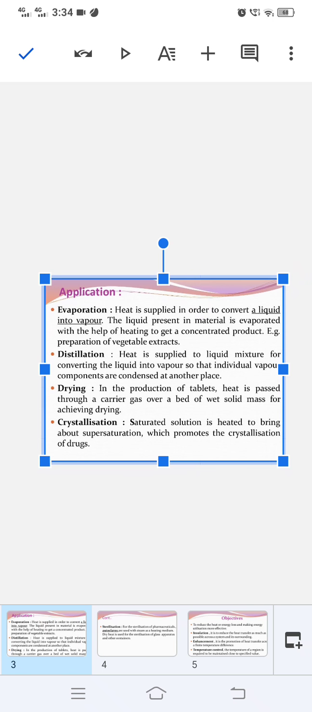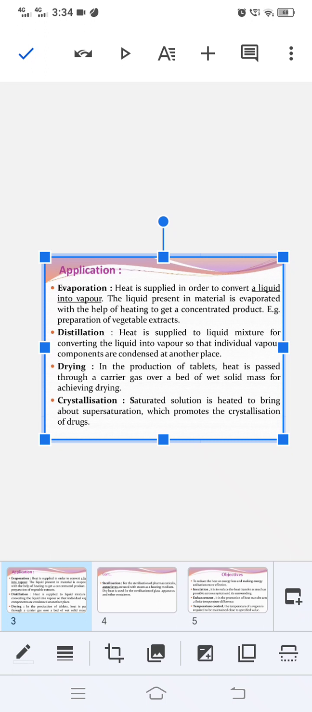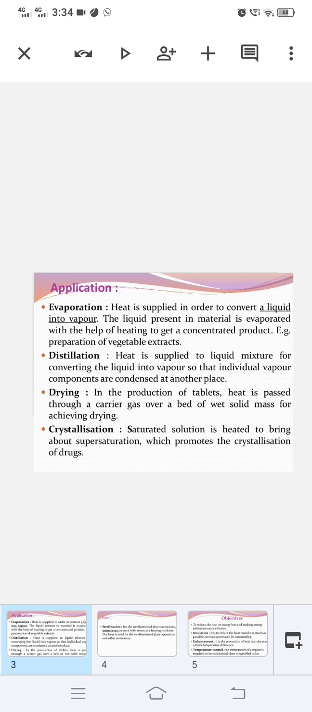First and the most important is evaporation. As you all know what is meant by evaporation. This is a phase conversion process. When heat is supplied to any liquid system, the liquid present in the system will get converted into vapor. That process is known as evaporation. The liquid present in the material is evaporated with the help of heating to get a concentrated product, like preparation of vegetable extracts. There are so many examples which we face in daily life of the process of evaporation.